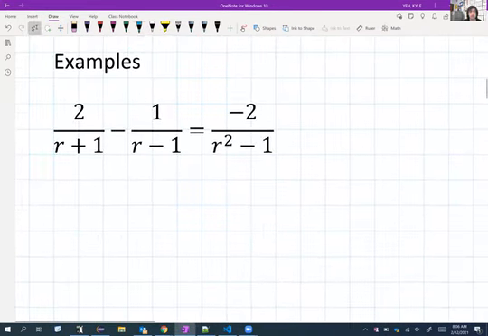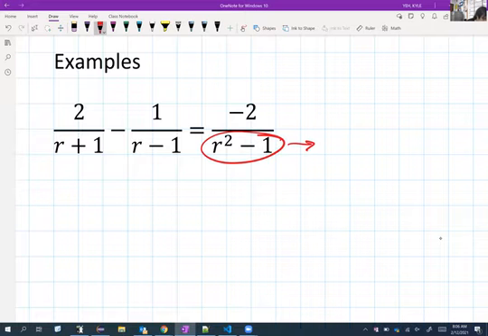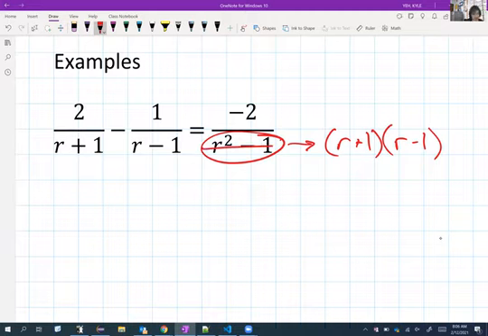2 over r plus 1 minus 1 over r minus 1 equals negative 2 over r squared minus 1. Step 1, looking at this, I'm hoping that you see, okay, this is a difference of 2 squares. We've seen this many, many, many times. r plus 1, r minus 1. So we've got 3 denominators: r plus 1, r minus 1, and r plus 1, r minus 1. So what am I going to need to do? Well, to get them all to the same denominator, let's just multiply them by their missing parts.